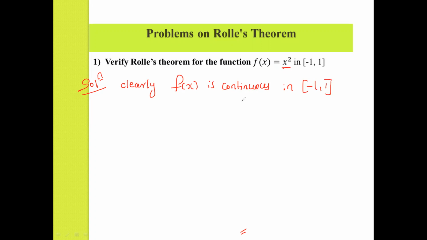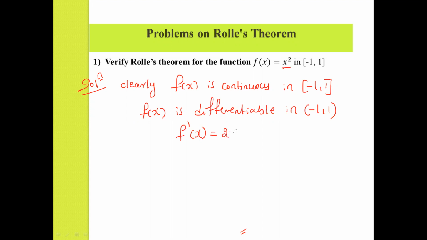And also we have to check that the function is differentiable. X square is easily differentiable. So clearly f of x is differentiable in the open interval -1 comma 1. That means the derivative f dash of x exists. So what is f dash of x? The differentiation of x square is 2x, so that term exists.